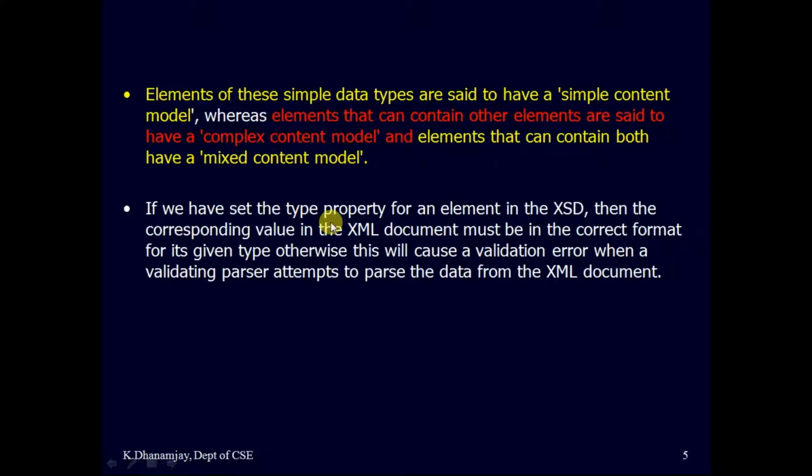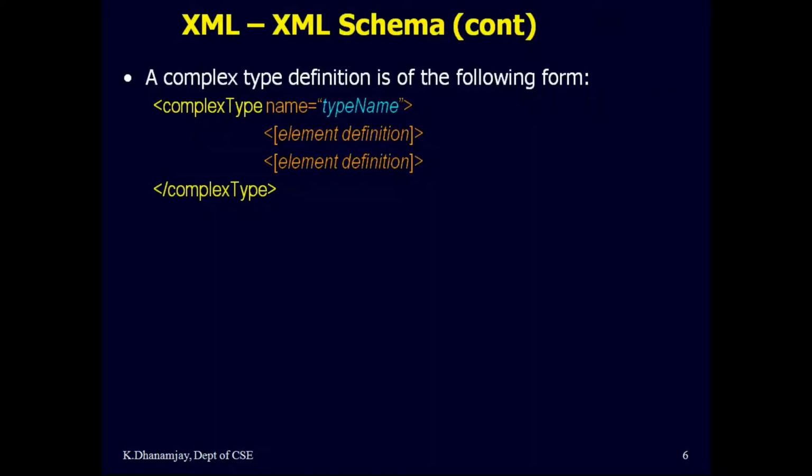So if you have to give type, name, and then minimum occurrence and maximum occurrence properties for an element, you have to refer to a simple content model or a complex content model. Based on these things, you have to specify whether it is valid or invalid. Okay, let's see an XML schema complex type definition, which has the following form.